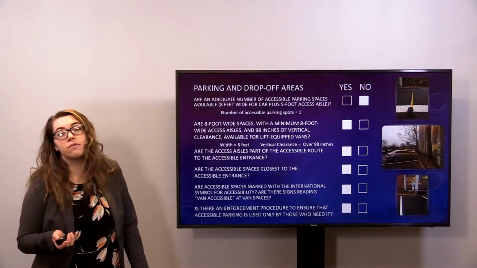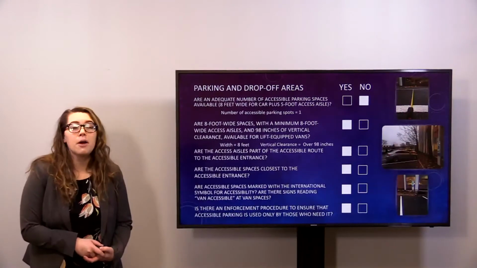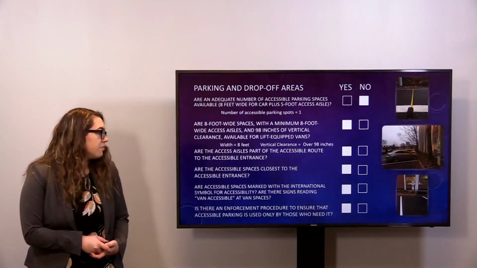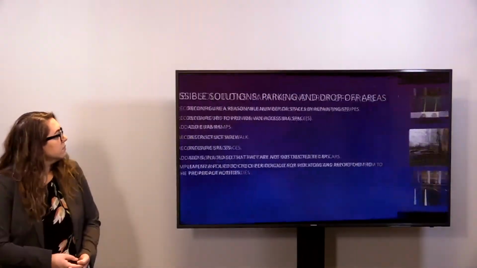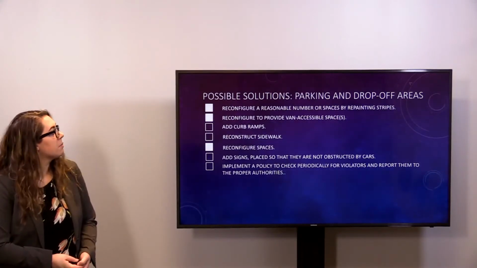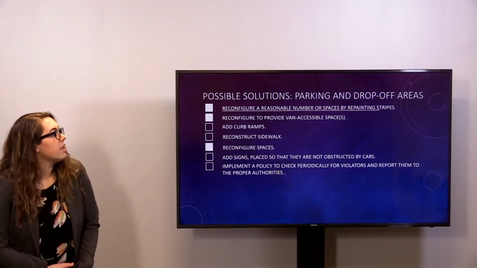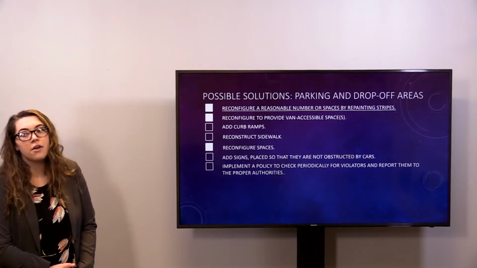And then yes, there is an enforcement procedure on campus to make sure that the accessible parking is used by people who actually need it. It is through the university police. So some barriers that could be removed here by these possible solutions. The first being to reconfigure a reasonable number of spaces.